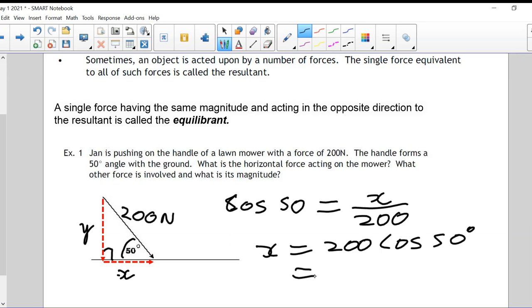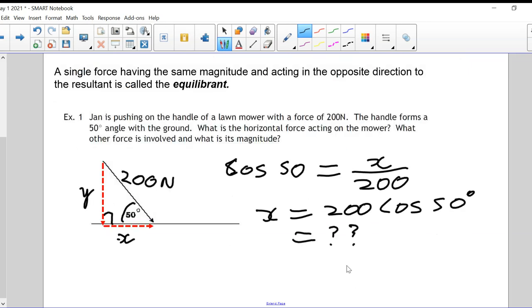And you can work that out, but that's really not what we're about right now. You can do that on your own time. So that's going to be equal to some number, right? And that would be the x component of the vector.